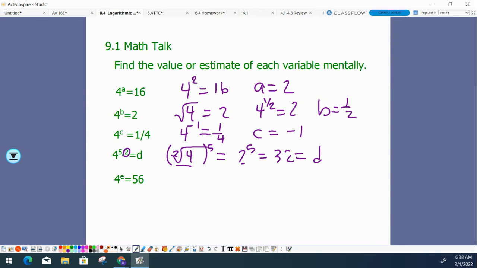Did you get stuck? There is nothing that I can do to 4 to get 56. Did you try and think how you could estimate it? If you use your card and you think about your powers of 4, 4 to the first is 4, 4 to the second is 16, 4 to the third is 64. So 4 to the E is going to be somewhere in between 4 squared and 4 to the third. So E has to be in between 2 and 3, not equal to.